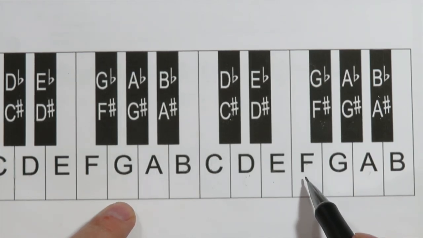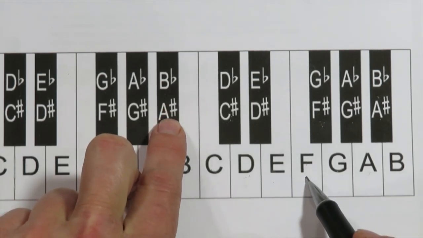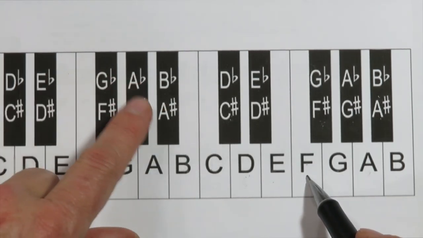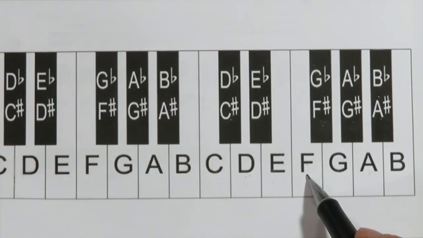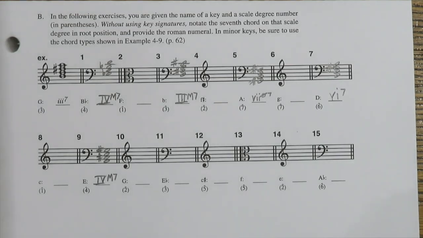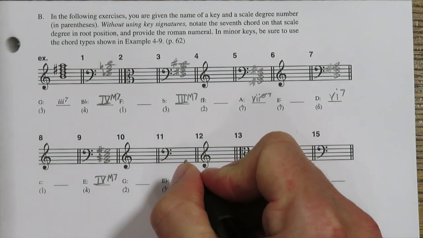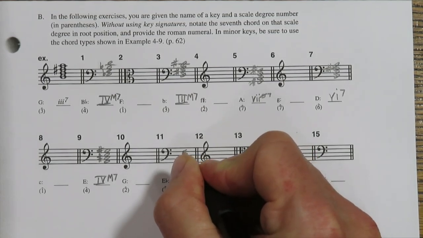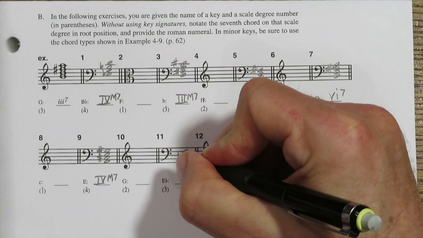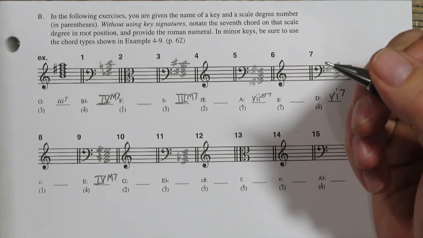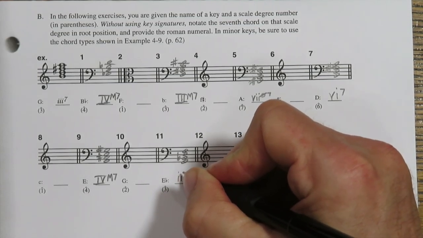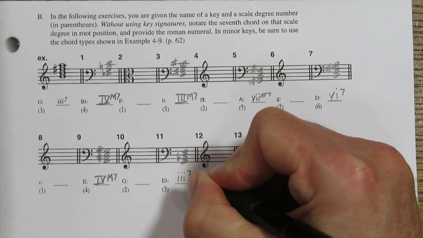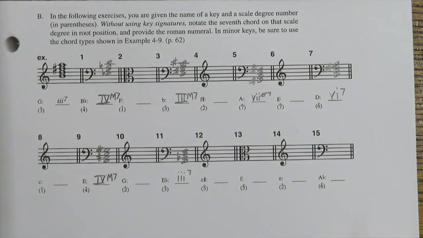Okay. And notice all of those notes fit in the E flat major scale. We have E flat, A flat, B flat. Okay. For our key signature. So, G, B, D, F, and we flat the B, okay? So, the 3 chord is minor, minor 7th, okay?